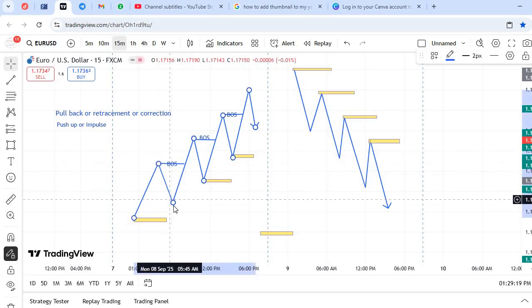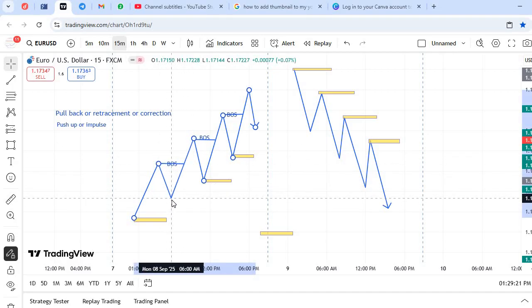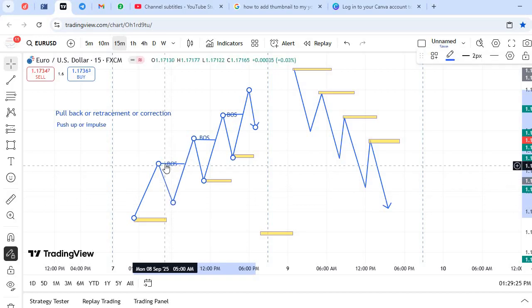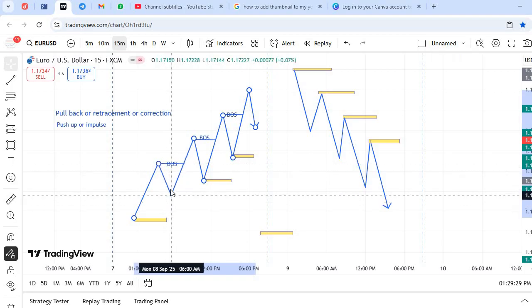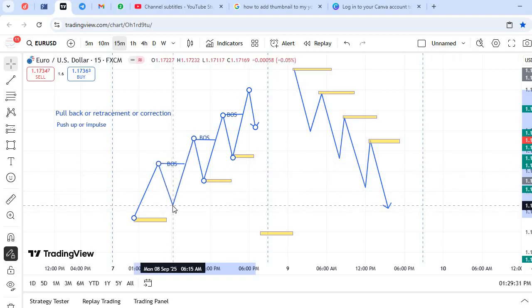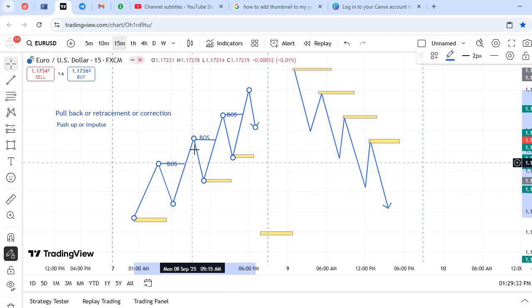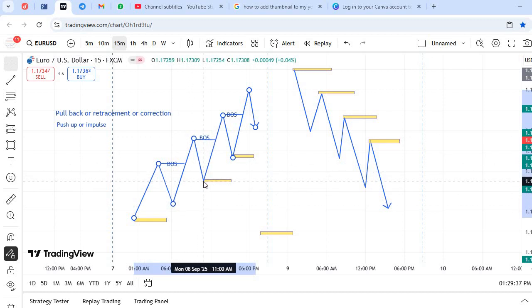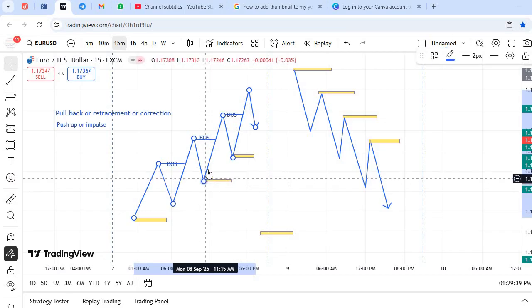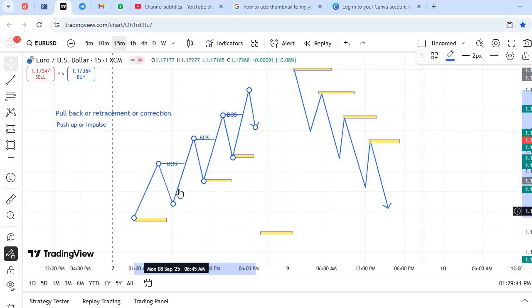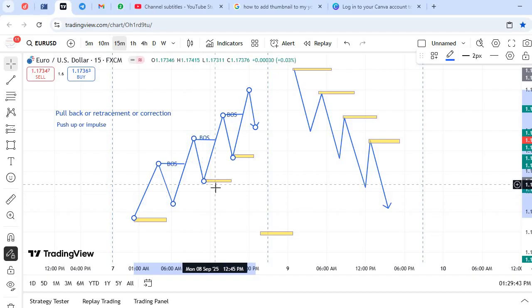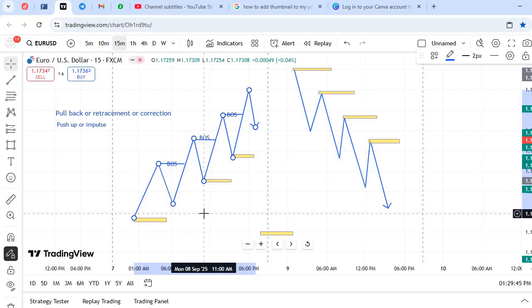So for this pullback, I want to know how long it will take. The pullback, what is the length? What is going to be the end of this retracement before another impulse move? Then look at this pullback too. Where is this pullback going to get to before it starts going up? That is the idea, that is the reason for this class, and I'm going to be explaining that to you.